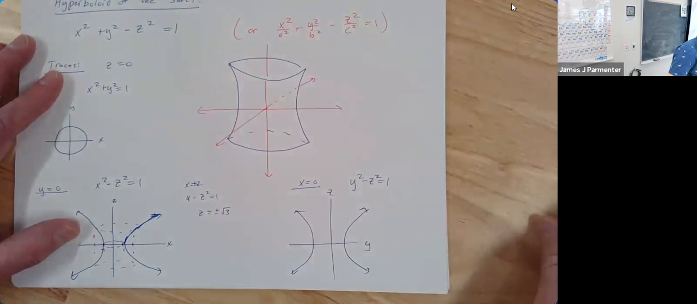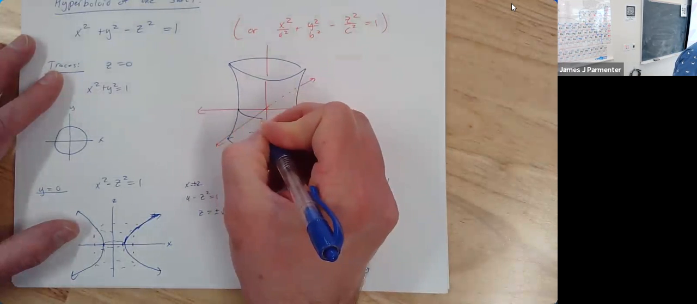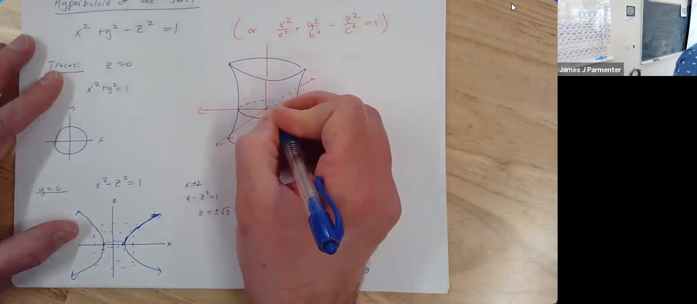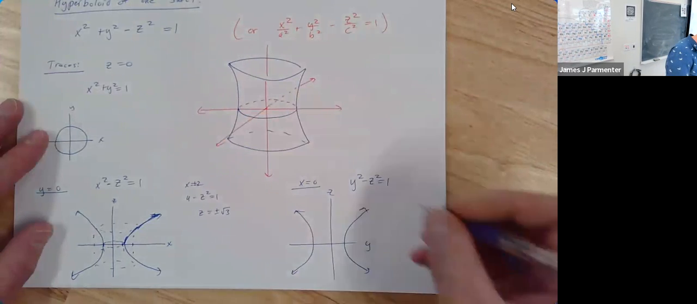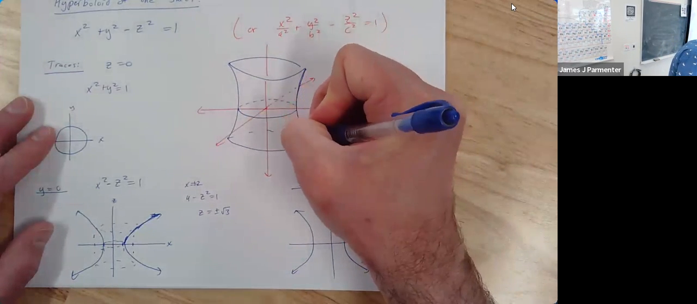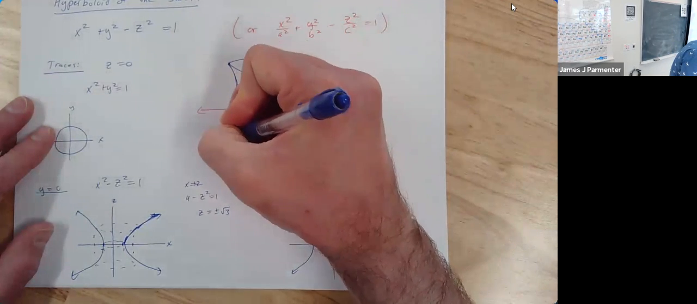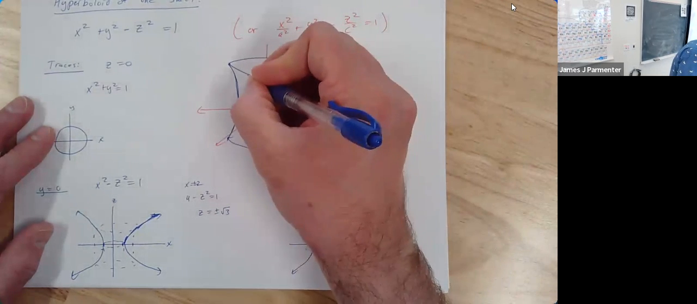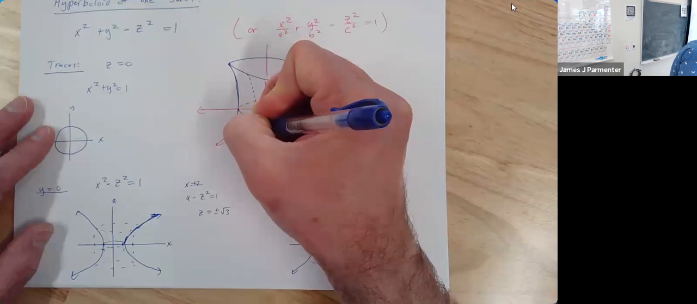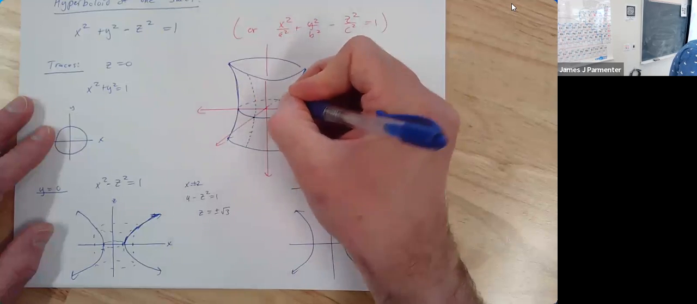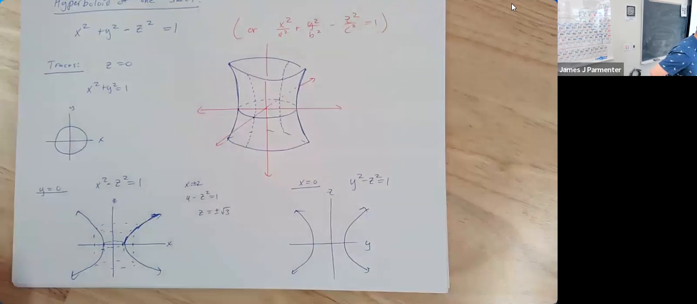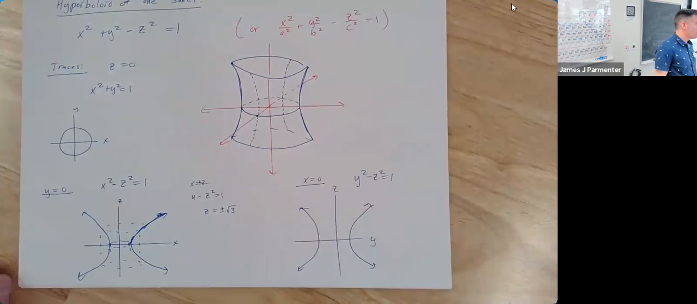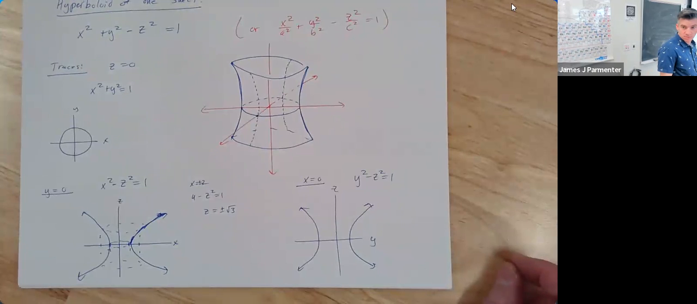And then you've got, here's your trace in the XY plane. And here is your trace in the YZ plane. And here is your trace in the XZ plane. Hyperboloid of one sheet.